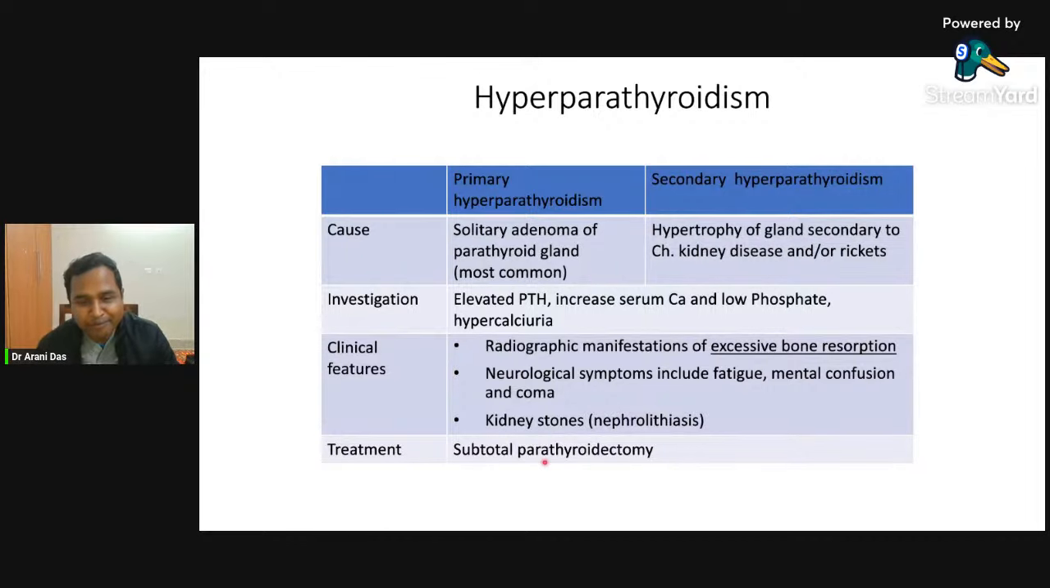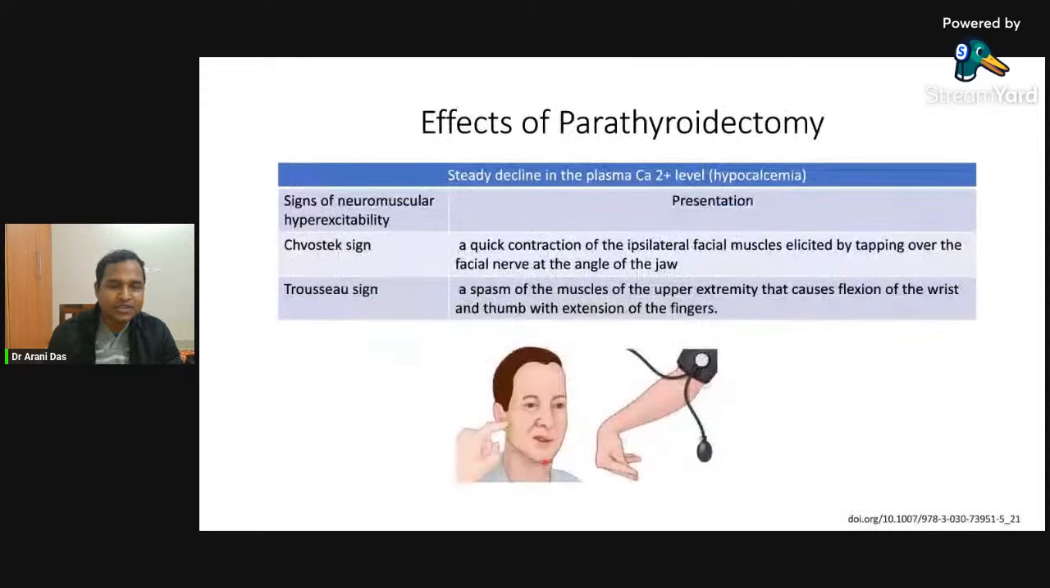But if excessive parathyroidectomy is done accidentally, that produces different hypocalcemic features. Two important hypocalcemic features due to the effect of parathyroidectomy are Chvostek's sign and Trousseau's sign. What happens in these signs? In parathyroidectomy, calcium homeostasis is deranged because of less parathyroid hormone. What is the clinical presentation in those cases?